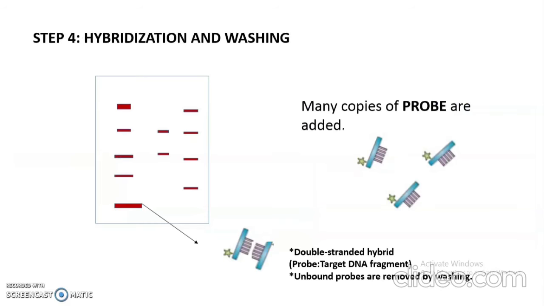The next step is the hybridization or the washing step. In this step, the nylon membrane is incubated with many copies of nucleic acid probes, labeled single-stranded DNA molecules, under appropriate conditions. The probe will bind to the target sequences by complementary base pairing and form double-stranded DNA hybrids, so the probe hybridizes with the DNA fragments that are complementary to it. The unbound probes are removed by washing.